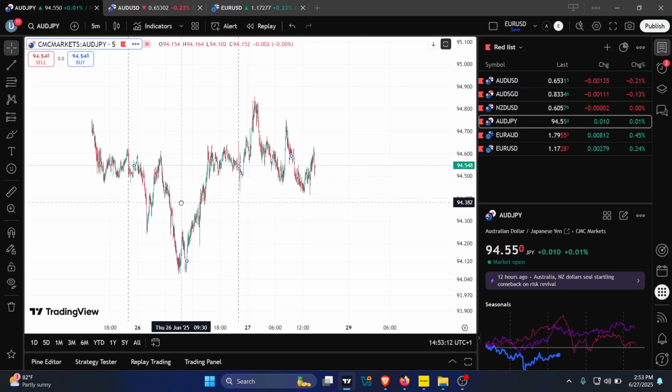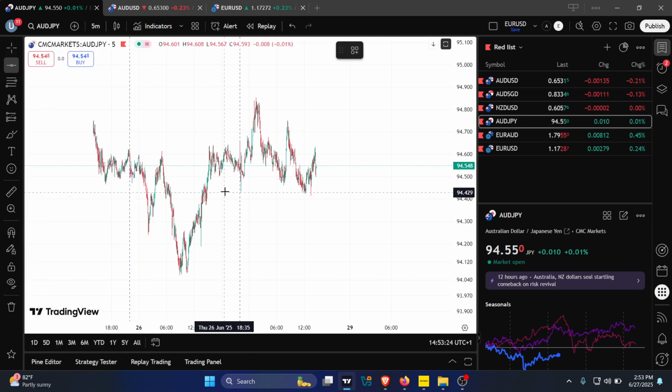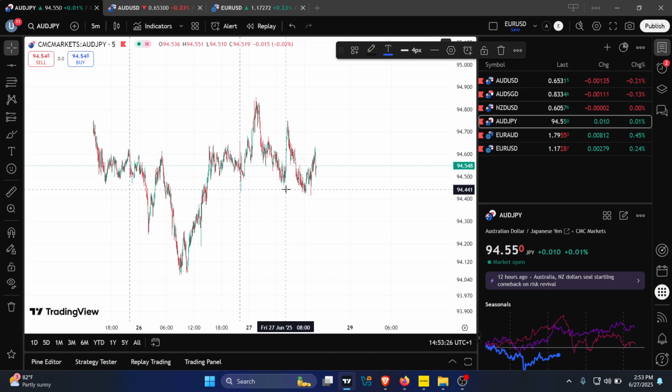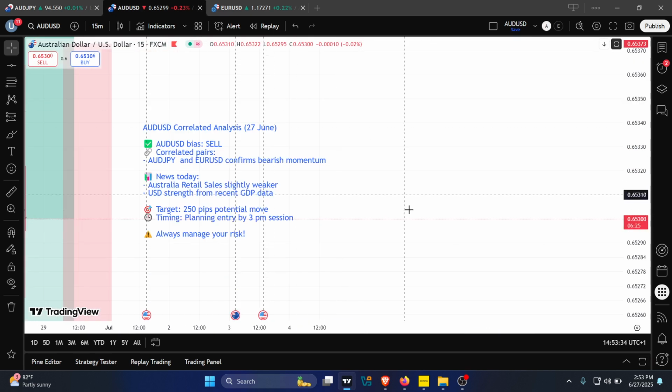And coming back to AUDJPY, I still have another confirmation that there is going to be a continuation to the downtrend. So again, there was a break of this low here, which is something I will use to confirm my bias. Now moving forward, let me see what else I need to cover.